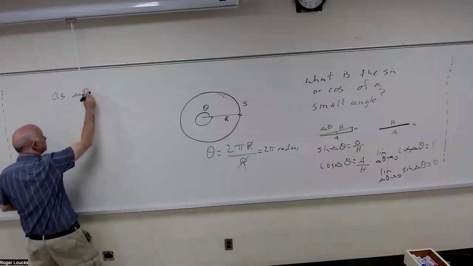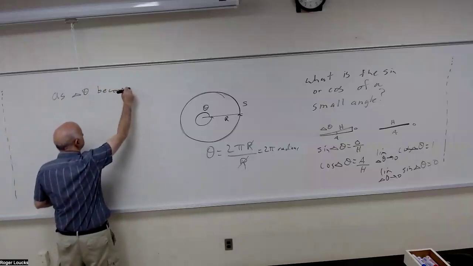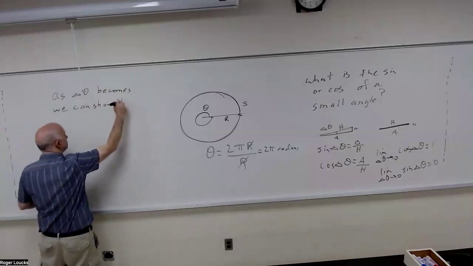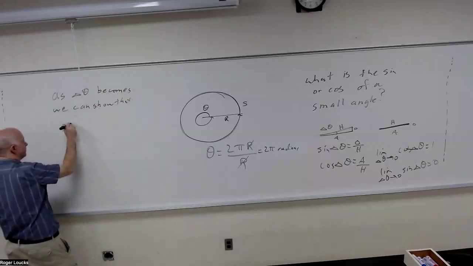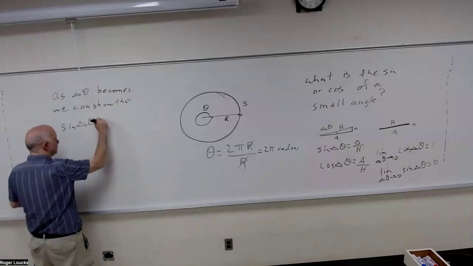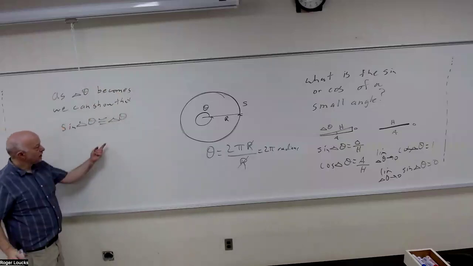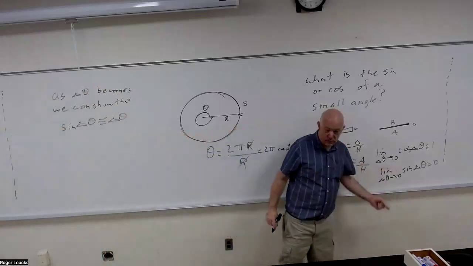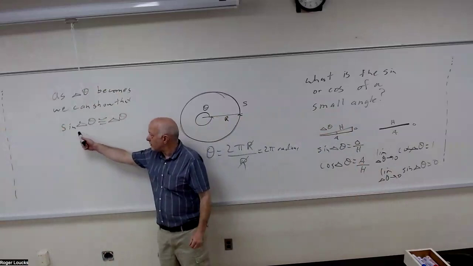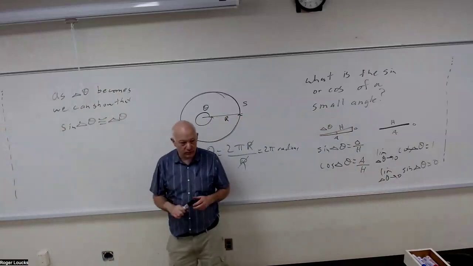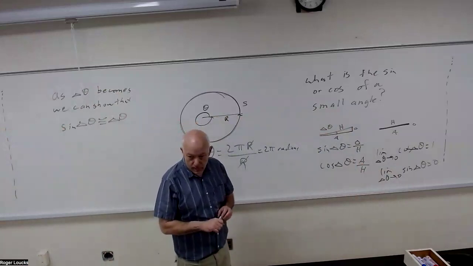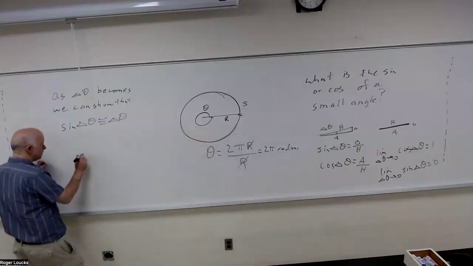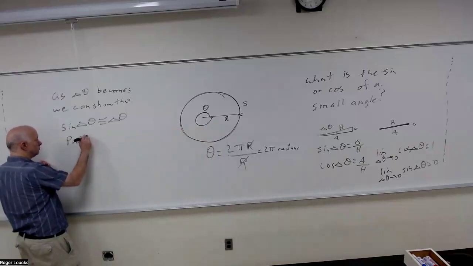As delta theta becomes small, we can show that sine of delta theta is approximately delta theta. And then if your delta theta goes to 0, then you get this. So what I want to do is show you why the sine of delta theta is pretty much this. I'll give you a hint. Let's draw this. So, proof.